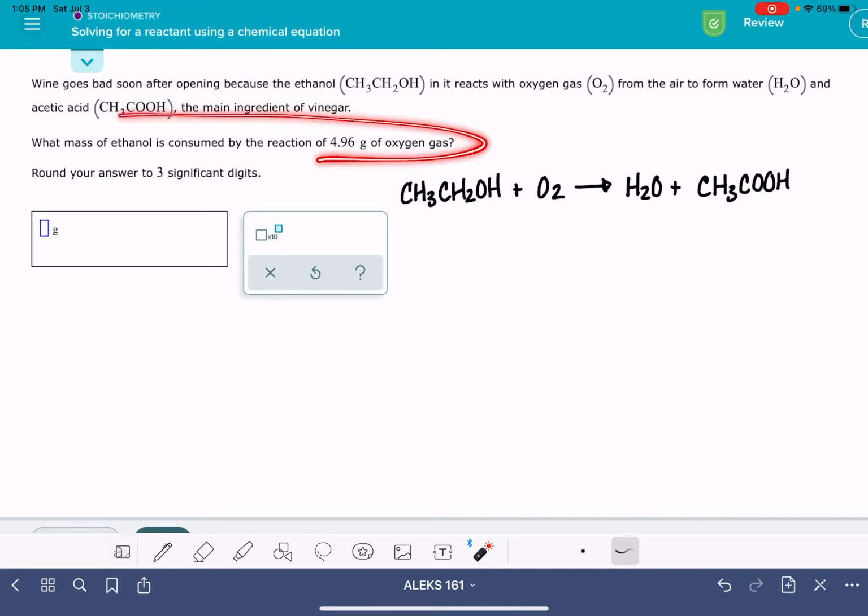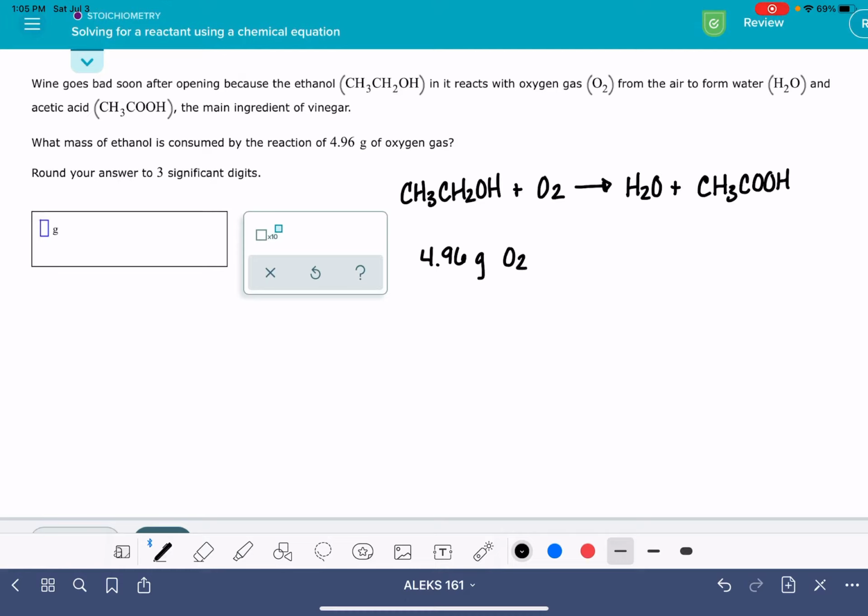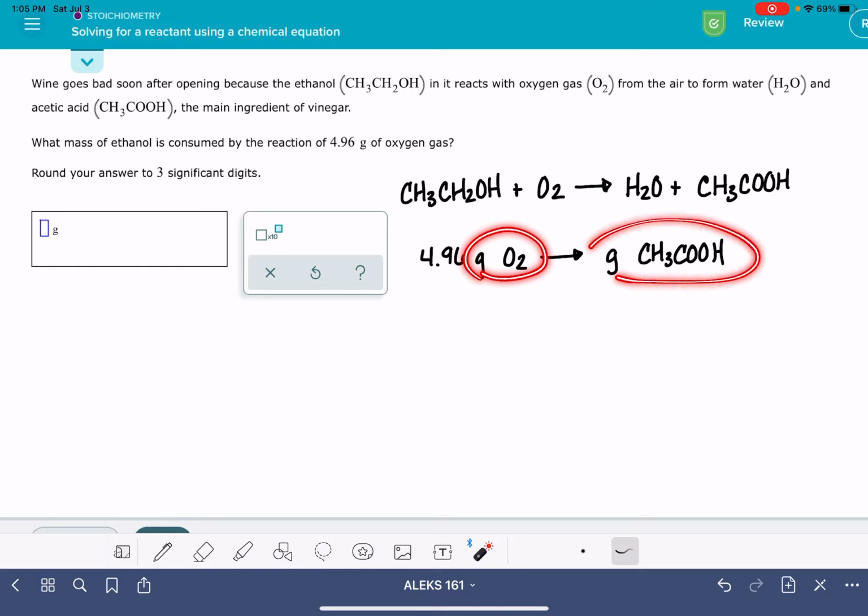Now we're ready to actually see what this problem is asking us to do. The problem wants us to determine or calculate the mass of ethanol that is associated with 4.96 grams of oxygen gas. So I want you to think about this like a unit conversion problem. I want you to treat it the way you would treat any unit conversion problem. Imagine that you have 4.62 grams of oxygen gas, and your goal here is to convert that into grams of CH3COOH. We just need to find an appropriate conversion factor that will let us do this. All it is is a unit conversion.